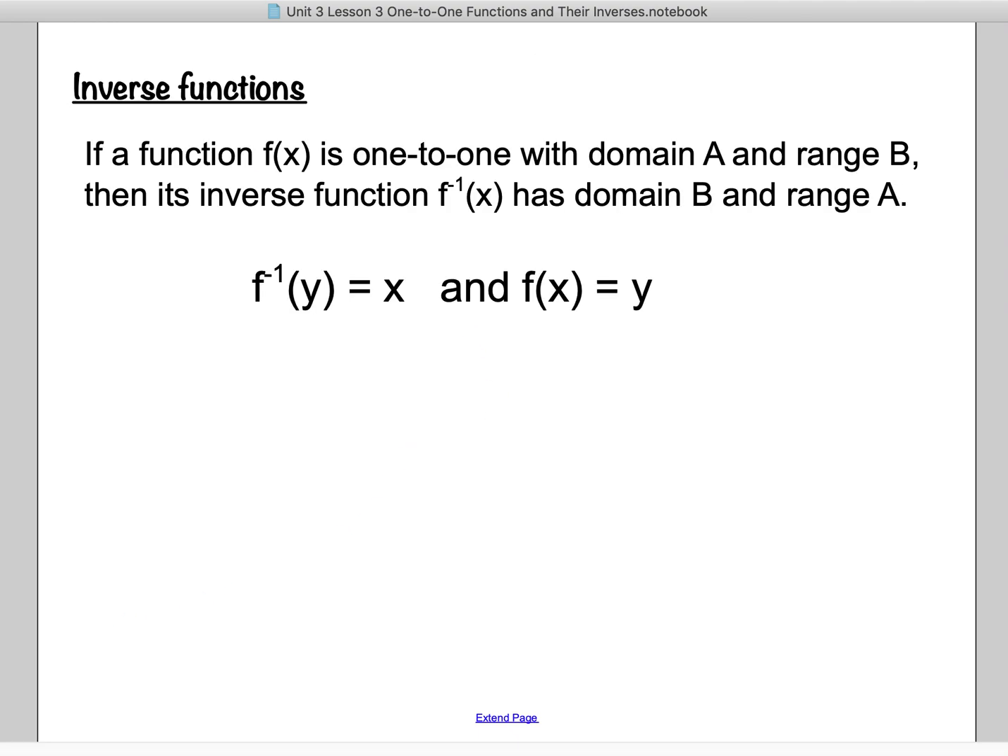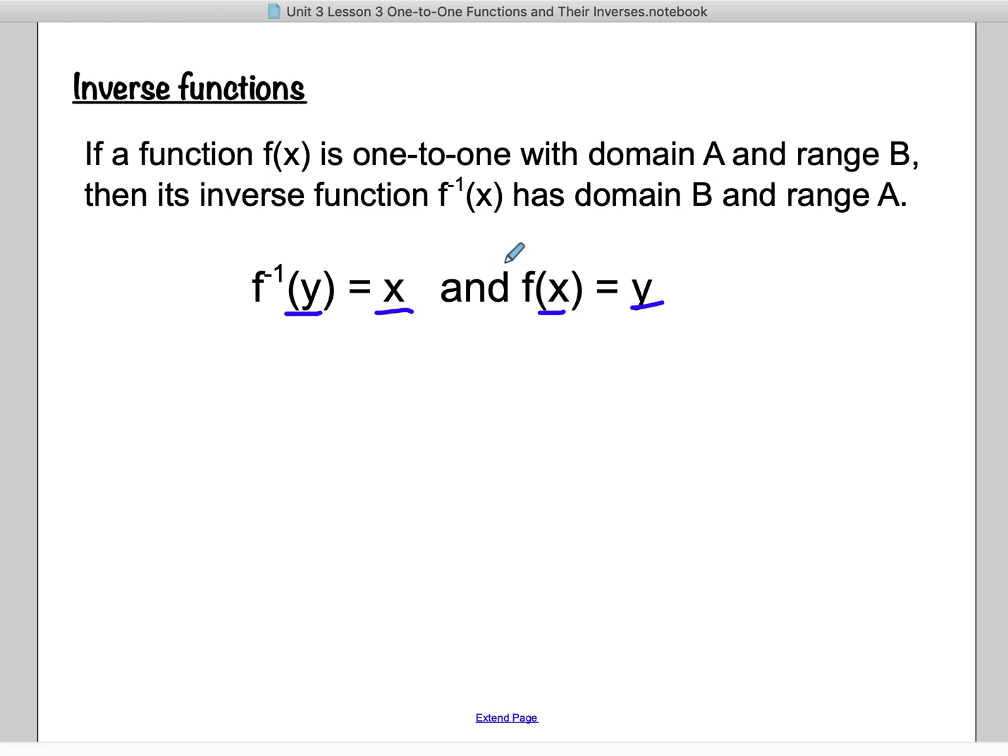Inverse function. So if a function f of x is one-to-one with a domain A and range B, then its inverse function, f inverse of x, has a domain of B and a range of A. So we got a whole lot going on here, but the way you find inverse functions is we end up switching our x and y's eventually. So typically we plug in an x and we get out a y. Now if you have the inverse, you're going to plug in a y and you get out an x.